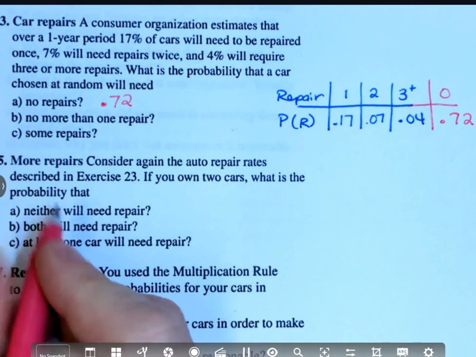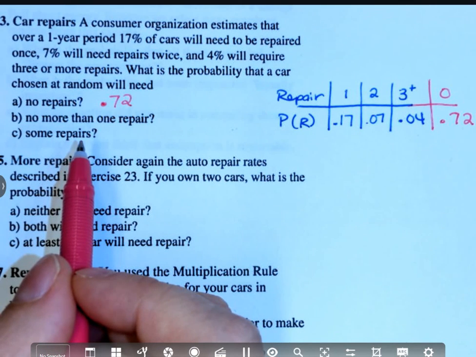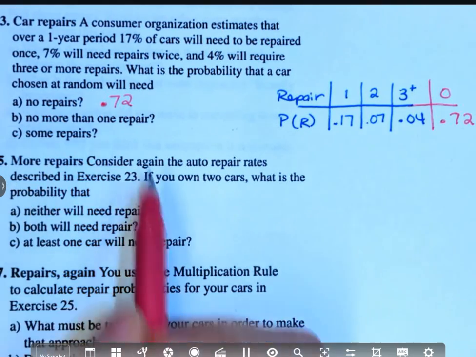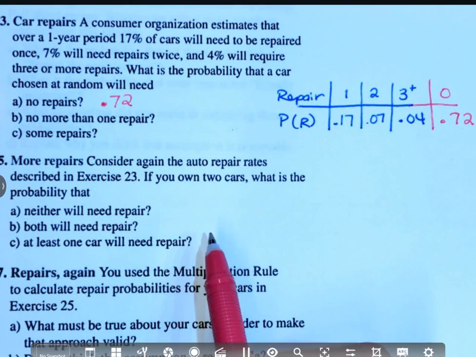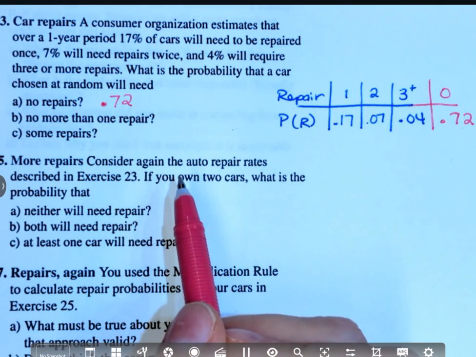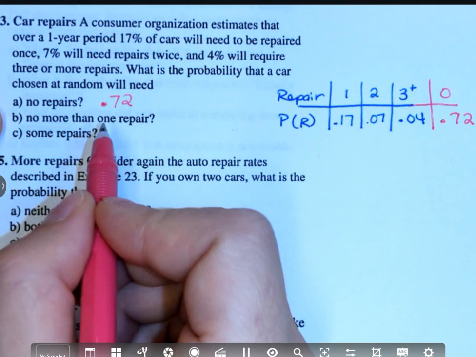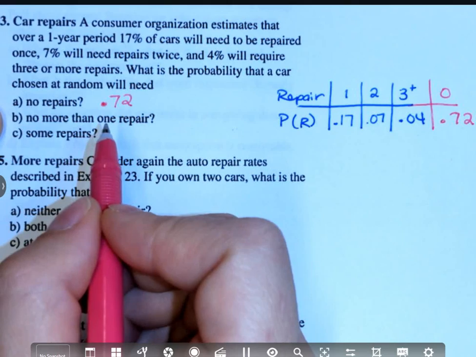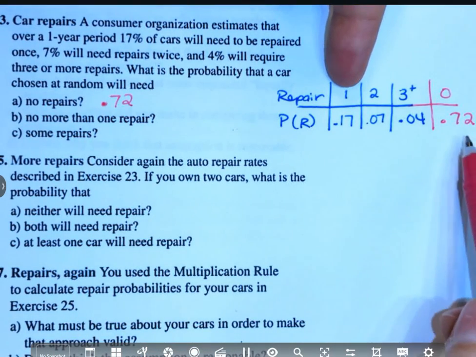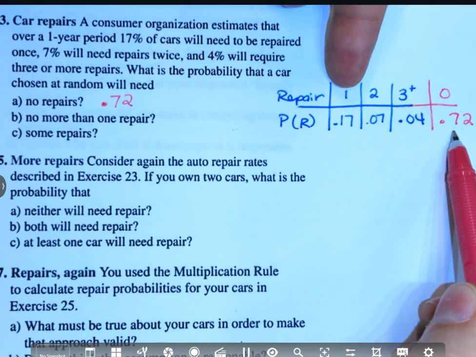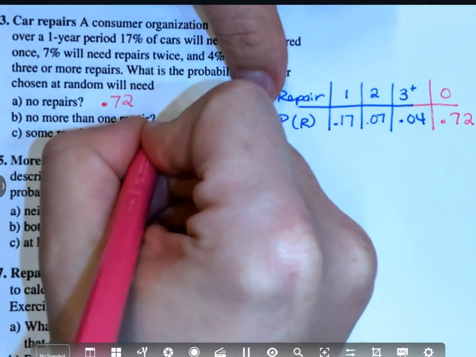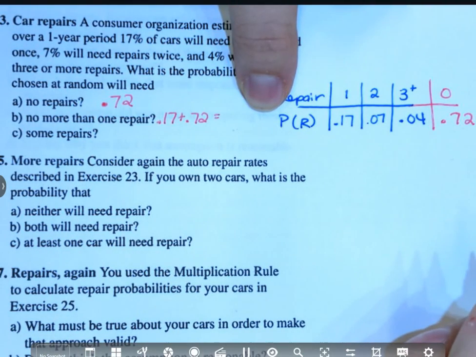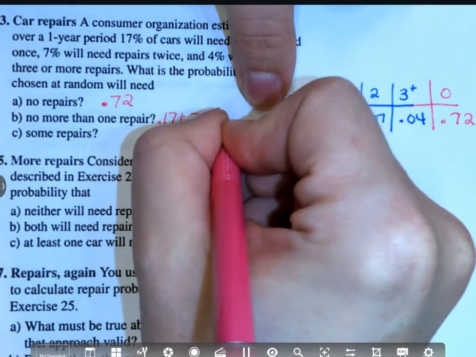So the probability of no repair is going to be what? 0.72. No, I don't care about that. That's more if you're having to round to 4 decimals, but you don't need to state, oh, okay, it's 0.7200. Don't do that. No more than 1 repair. So who falls under the no more than 1 repair group? 1 and 0. So what's that going to give you? What is that? 0.89.